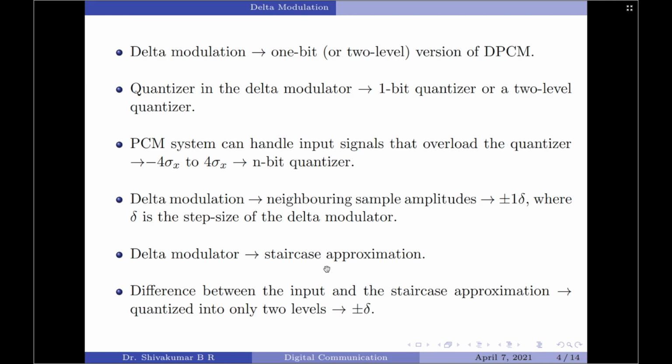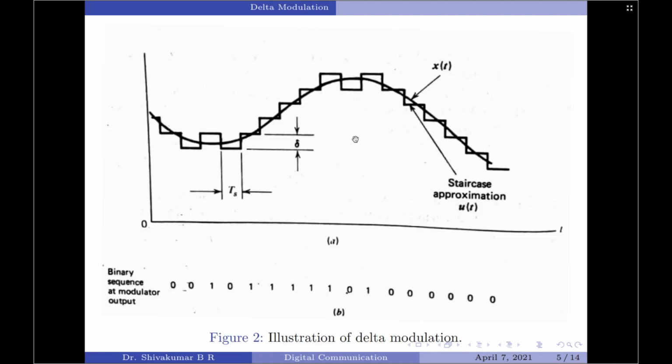So, when we apply delta modulator on the input signal, it provides a staircase approximation to the oversampled version of the input signal as shown in the diagram here. Please note the difference between the input and the staircase approximation is quantized into only two levels, which are plus or minus delta. Talking about this diagram here, you can see we have a continuously varying signal which is x of t, and then we have the staircase approximation, and this is represented as u of t.